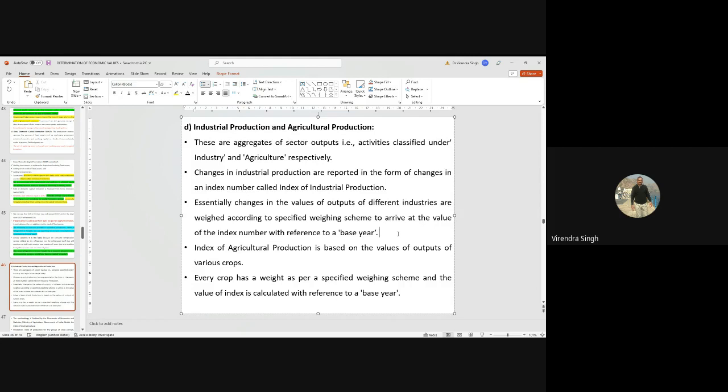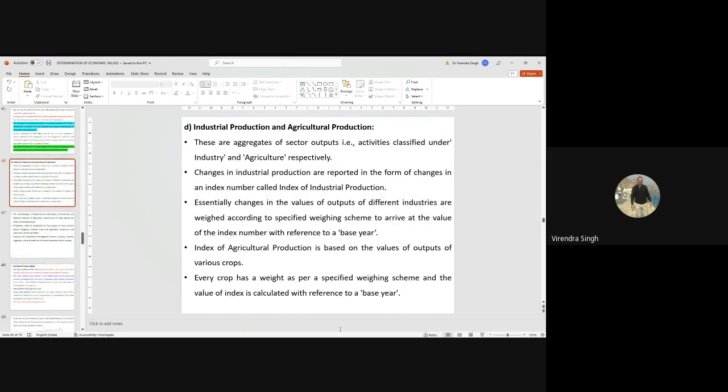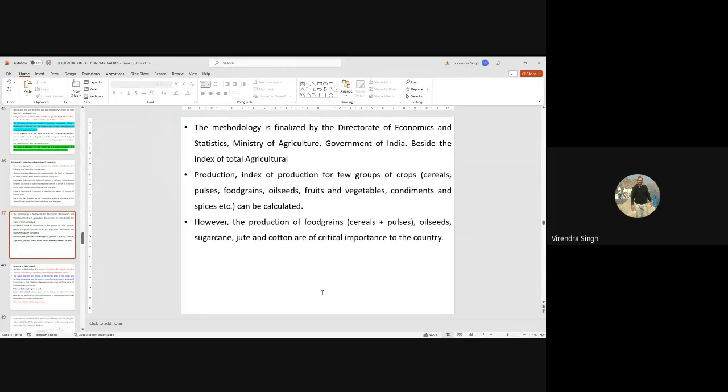The index of agricultural production is based on the value of output of various crops. Every crop has a weight as per a specified weighting scheme, and the value of the index is calculated with reference to a base year using an appropriate formula. These indices are constructed by incorporating specified crops with appropriate weights depending upon their importance in agricultural production. The methodology is finalized by the Directorate of Economics and Statistics, Ministry of Agriculture, Government of India.